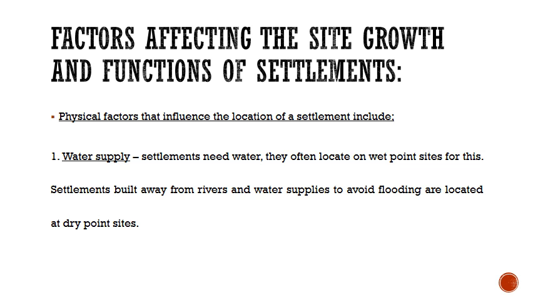Let's talk about physical factors that influence the location of a settlement. Number 1, water supply. Settlements need water. They often locate on wet point sites for this. Settlements built away from rivers and water supplies to avoid flooding are located at dry point sites.